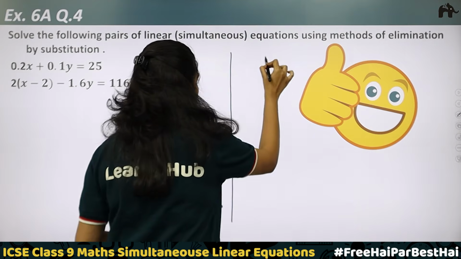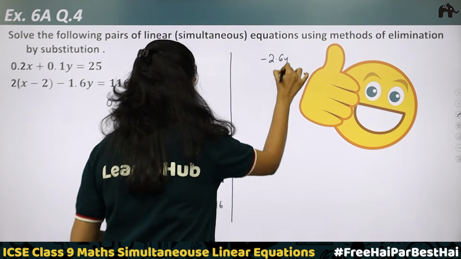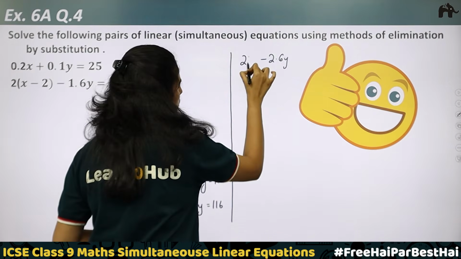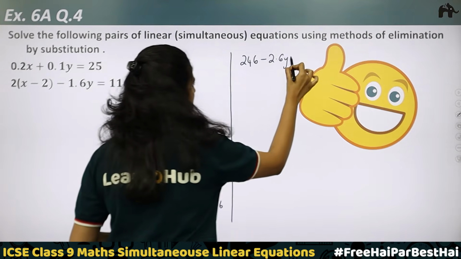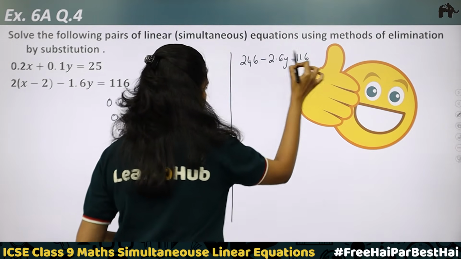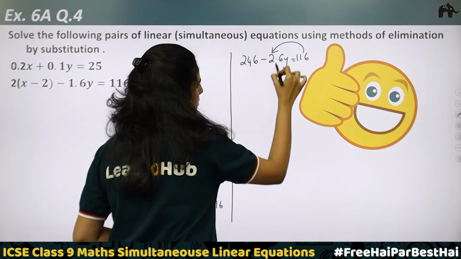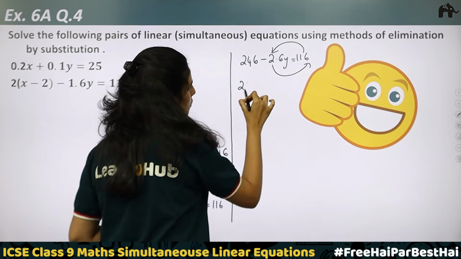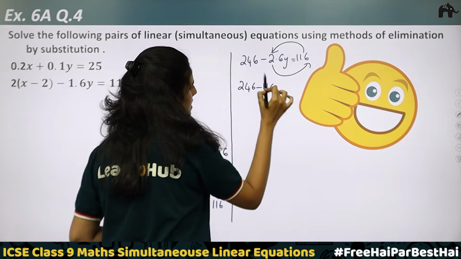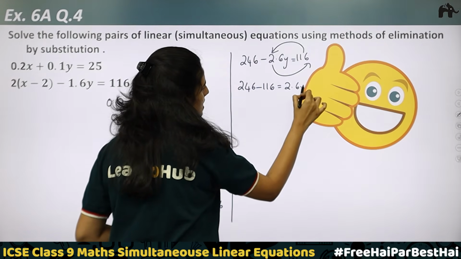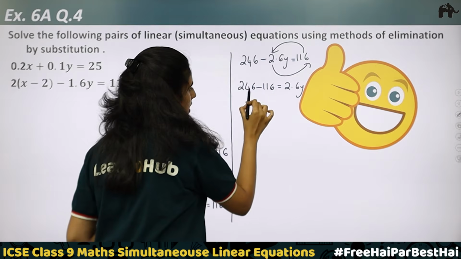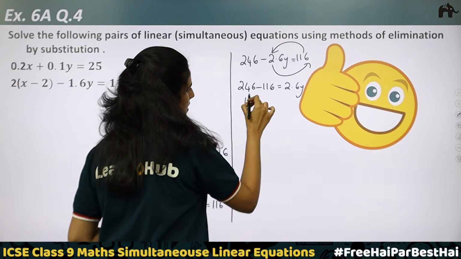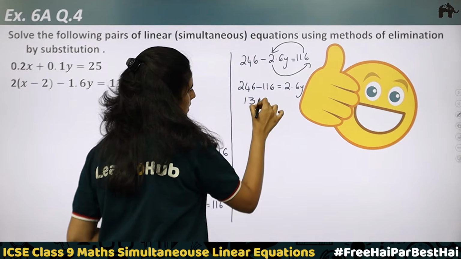Okay, minus y minus 1.6y, you will be getting minus 2.6y. Okay, 250 minus 4. What is 250 minus 4? 246 is equal to 116 minus 2.6y. Now taking this 116 to the left and minus 2.6y to the right. What do we get? 246 minus 116 is equal to 2.6y. What is 246 minus 116? You will be getting 130.